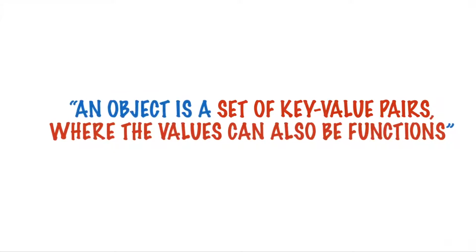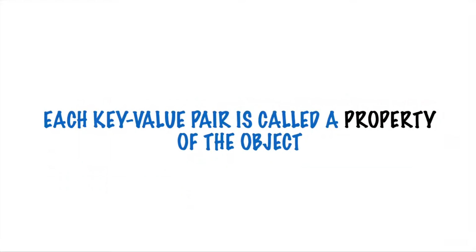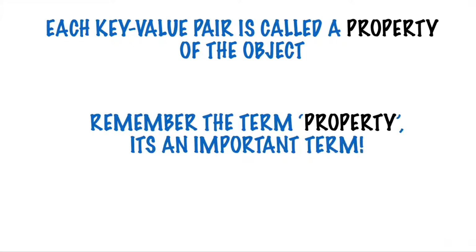Each key value pair in an object has a very specific term used to refer to it. A key value pair is called a property of an object. We'll be using this term over and over again. In fact, we've used it in examples past. It's an important term. Make a note of it. A key value pair is called a property of an object.